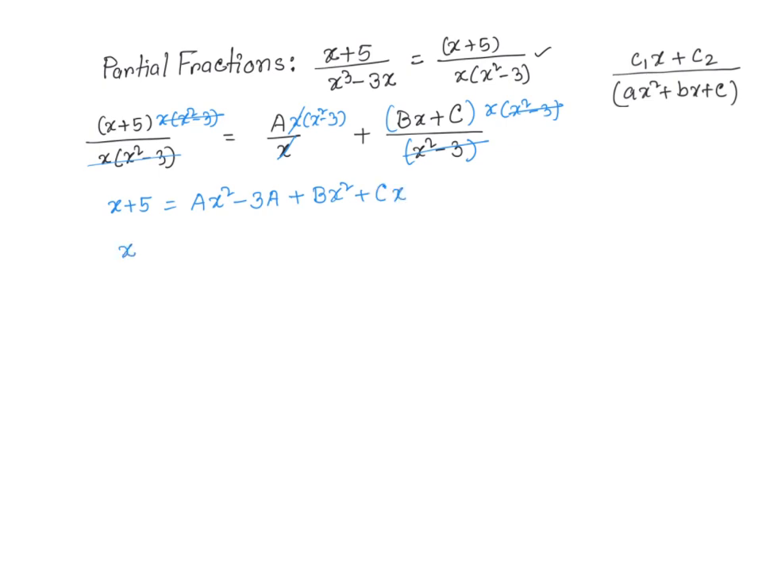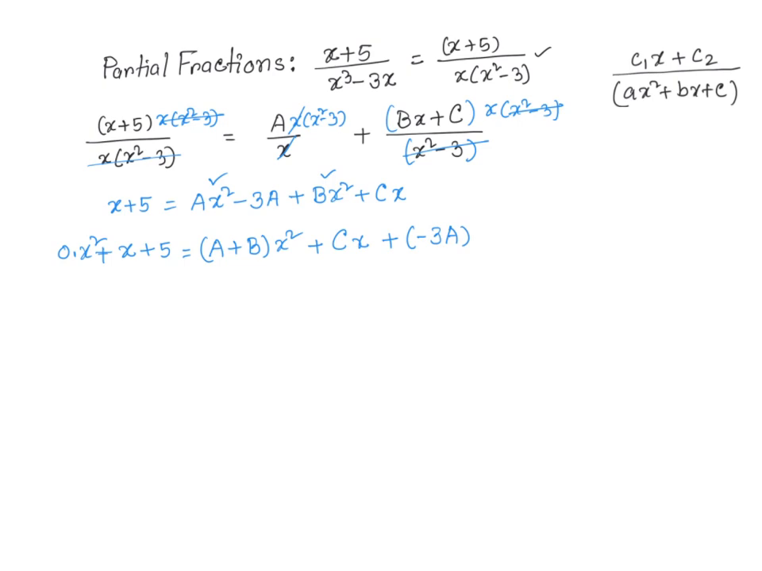Now I'm going to rewrite it. x plus 5 is equal to a plus b times x squared. So I'm combining the like terms. Then plus c times x plus negative 3a, which is the constant term. Now I'm going to do something slightly different here. I'm going to put a 0 times x squared, and I will tell you why I'm doing this. 0 times x squared is just 0. I'm adding 0 to the left side, which should not have any impact on the equation.